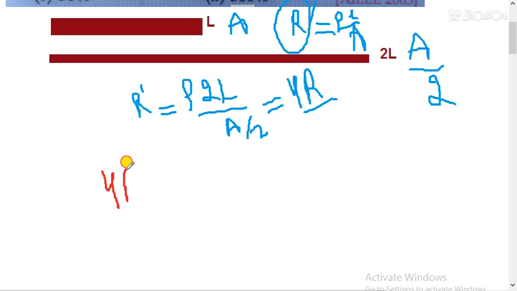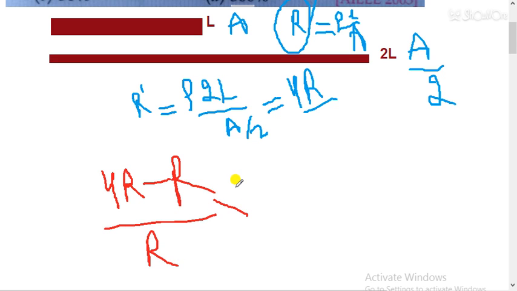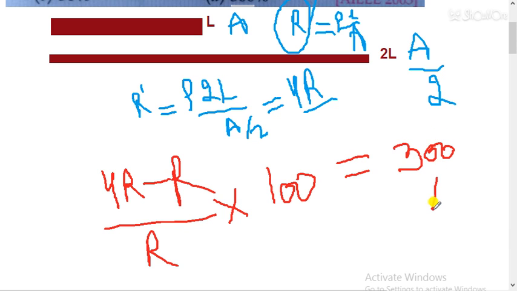So change is 4R minus R, divided by the original value, which was R. So change will be in the numerator, original value will be in the denominator, and we have to multiply it by 100. After the solution, 3R by R, we can say 300% increase. So the change in resistance is 300% increase.